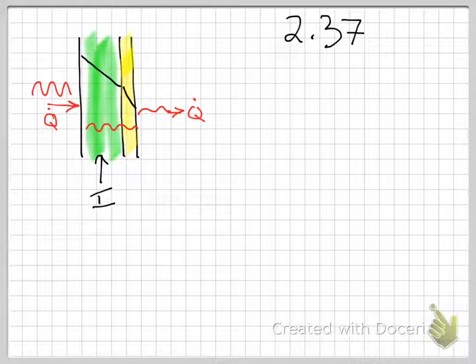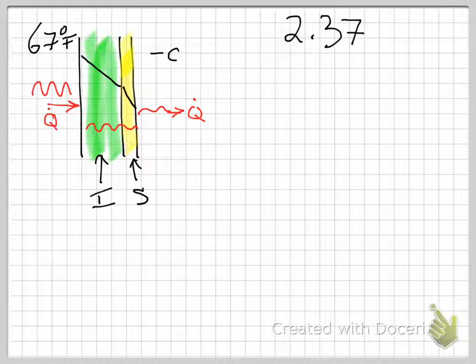We'll use subscript I for the insulation, and a 0.75-inch thick layer of siding, and we'll use S for siding. The inner temperature of the insulation is 67 degrees Fahrenheit, so that's the temperature inside the room. And the outer temperature of the siding is -8 degrees Fahrenheit.